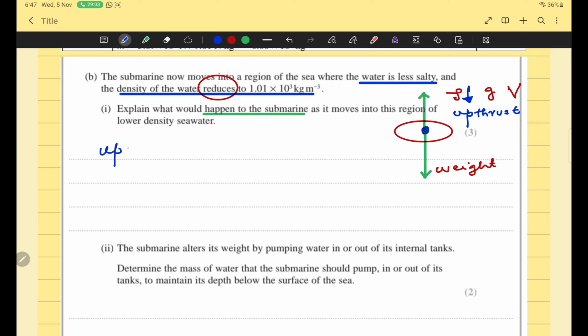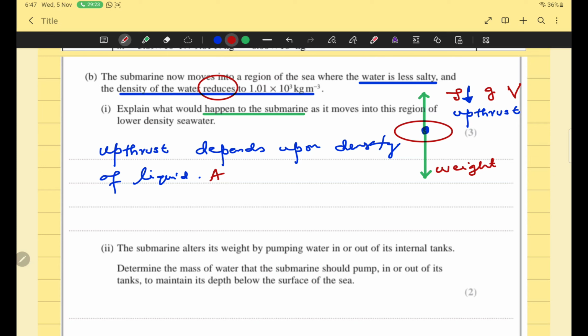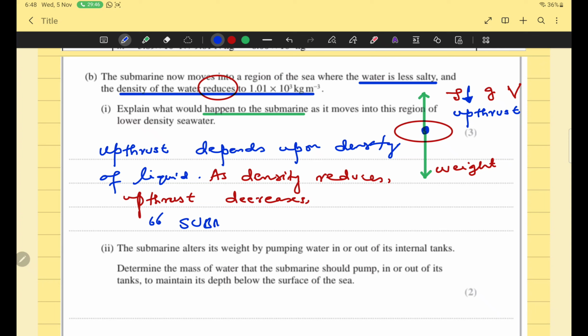ठीक है जी, जरा लिखिएगा बेटा इस बात को। Upthrust depends upon density of liquid. As density reduces, upthrust decreases, and the keyword, submarine begins to sink. Submarine begins to sink.